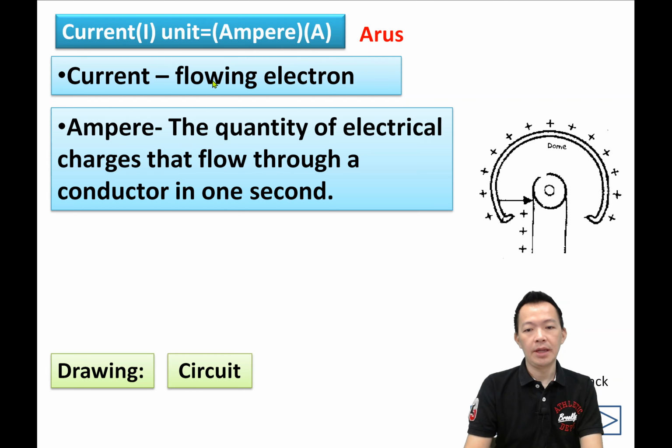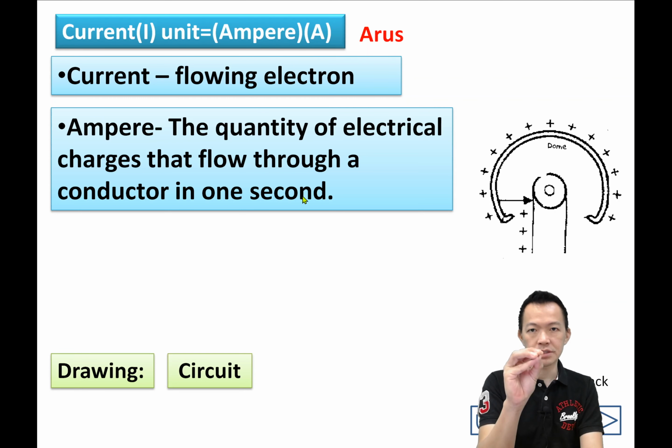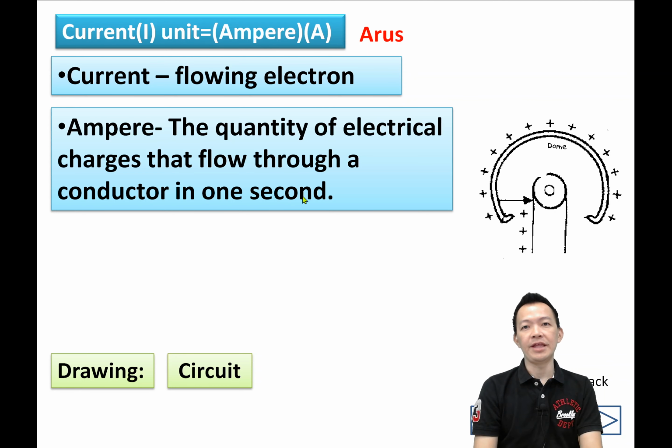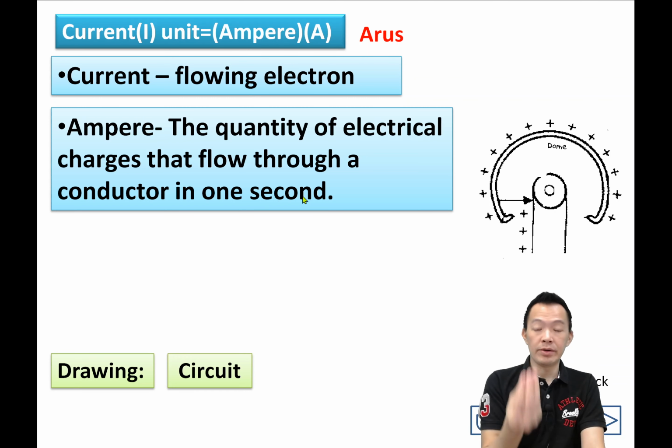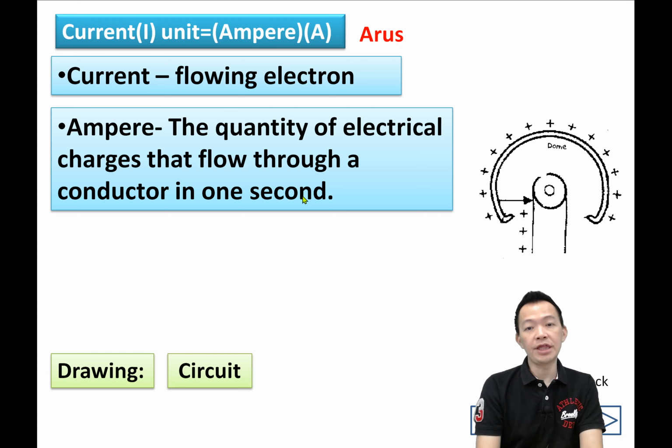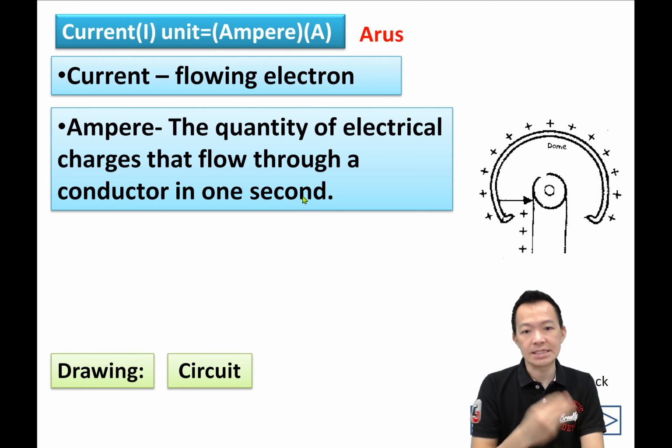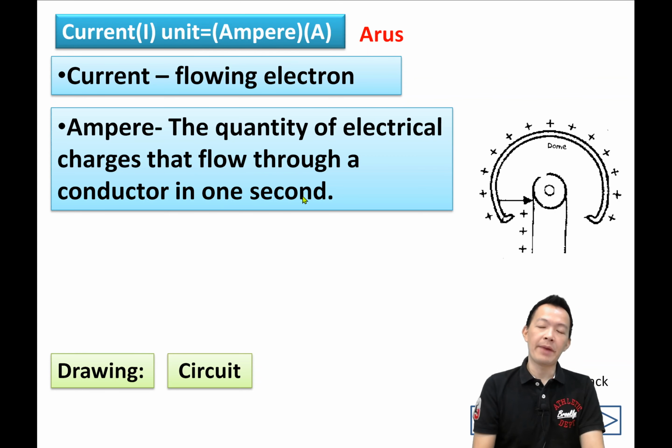What is meant by ampere? 什么叫 ampere? The quantity of the electrical charges, or the quantity of electrons that flow through a conductor in 1 second. So ampere 就是在一秒里面到底有多少的电子经过那个导电体。So the quantity of electrical charges that flow through a conductor in 1 second, 在一秒里面到底有多少的 electron charge 经过那个导电体?But how to calculate?